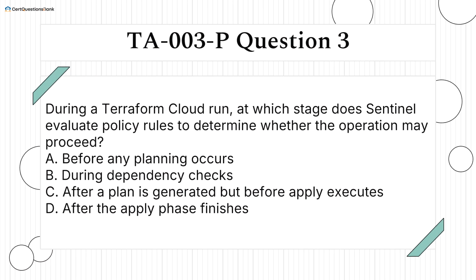During a Terraform Cloud run, at which stage does Sentinel evaluate policy rules to determine whether the operation may proceed? A. Before any planning occurs. B. During dependency checks. C. After a plan is generated but before apply executes. D. After the apply phase finishes.